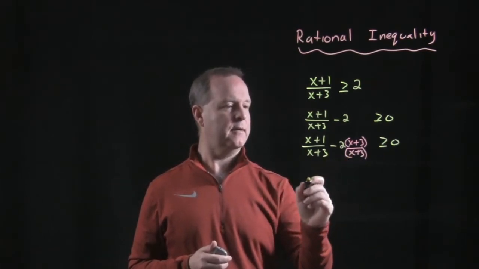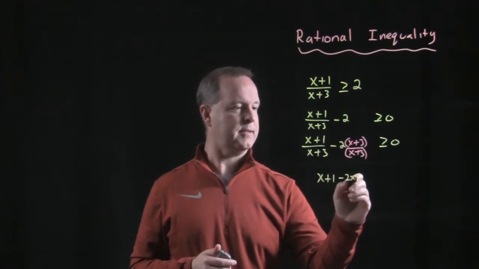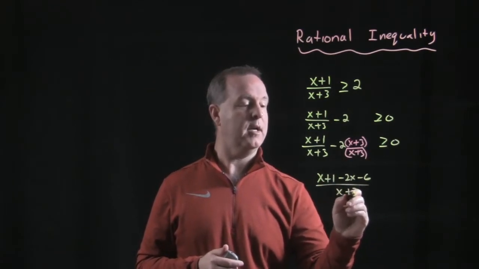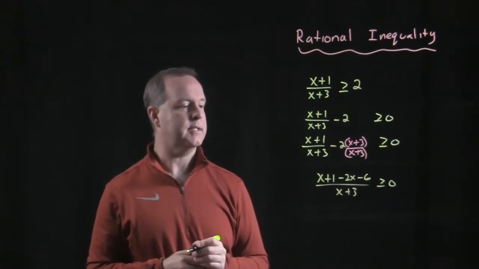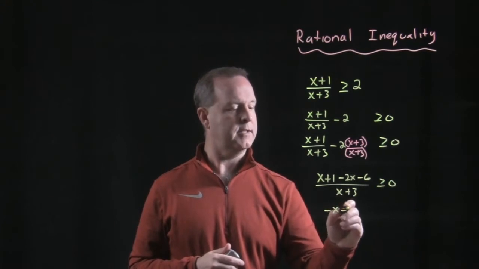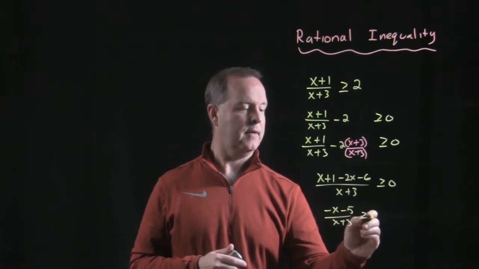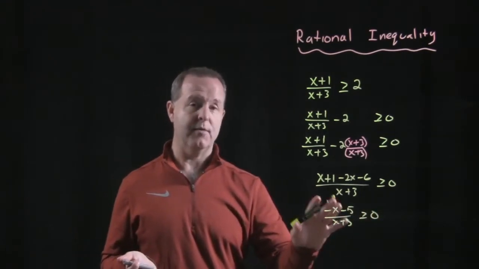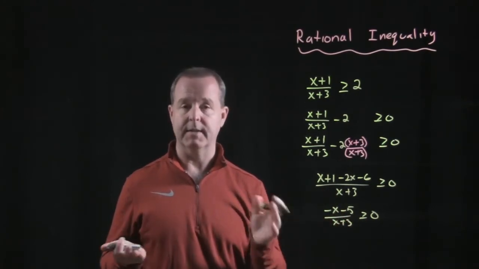Adding these together, my numerator is x plus 1 minus 2x minus 6, all over the common denominator of x plus 3. I think I can combine and collect some terms on the numerator. So the numerator is a negative x minus a 5 all over an x plus a 3. And that function is still greater than or equal to 0. So this helps us now. Now we're in a position to determine where its boundary points are at, or its boundary situations.